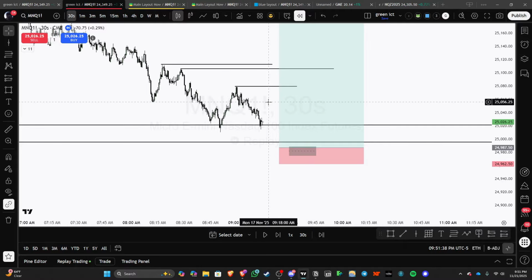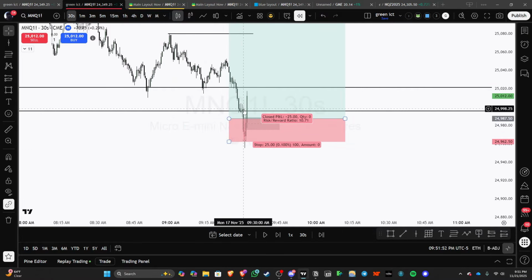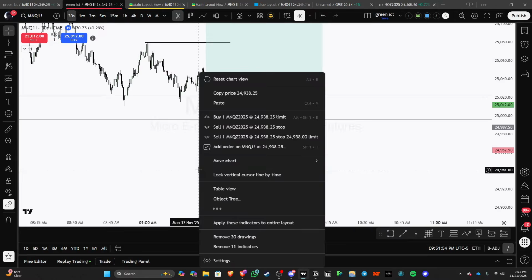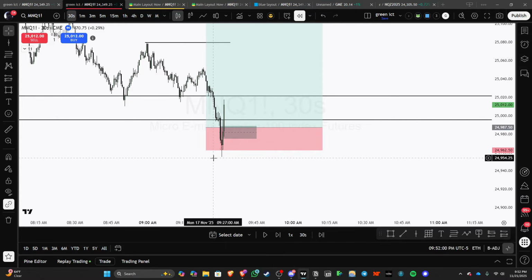So enough talking. Let's go into the open, looking for some sort of manipulation lower. Let's see if we get it. Okay, so right here, we finally get a big move down. From the open, where's 9:30? From the open, we get around a 60 to 70 point sell-off.